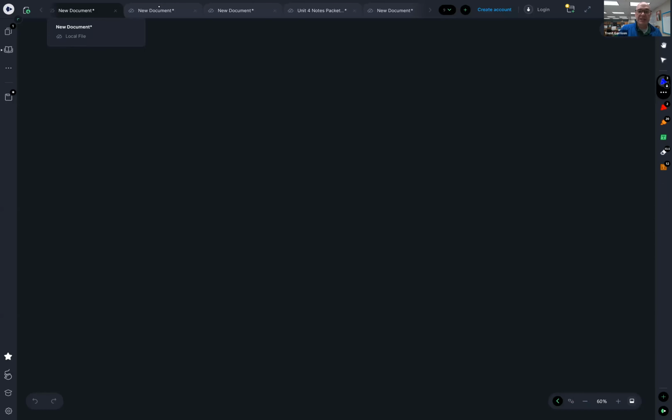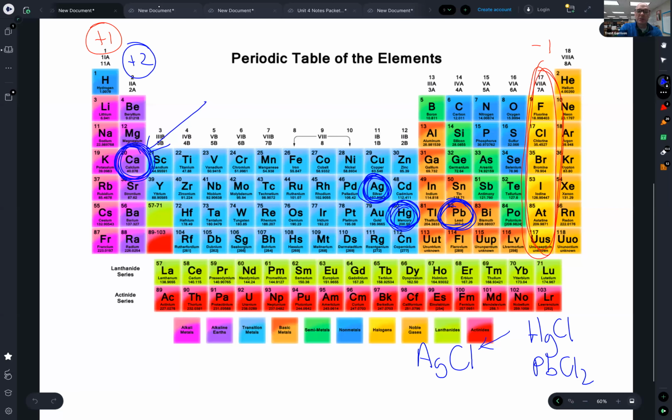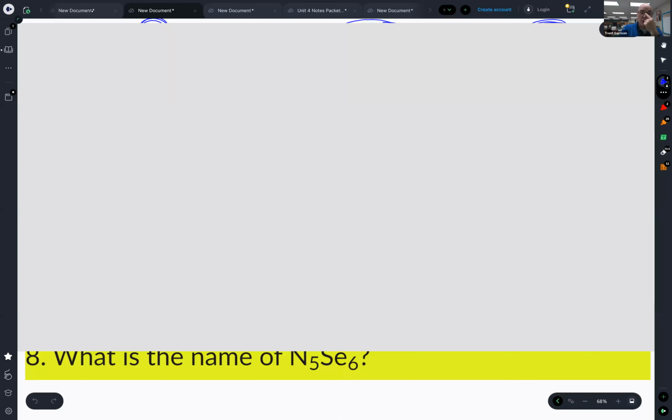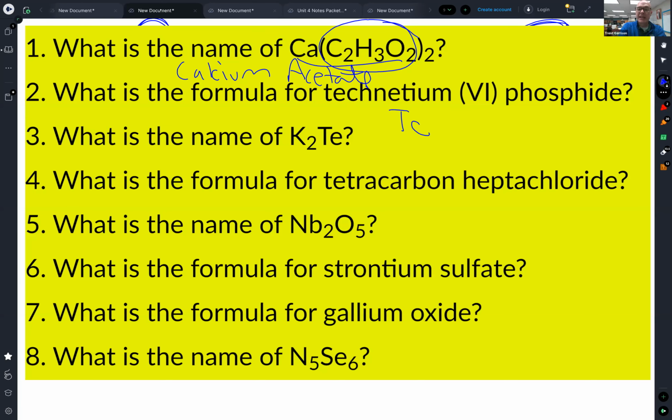Now, number 2, technetium. Let's go find where technetium is. Well, we already know it's in the middle because there's a Roman numeral in the name of it. So we're going to write down our symbol, Tc, and it tells us what the charge is. It's +6.